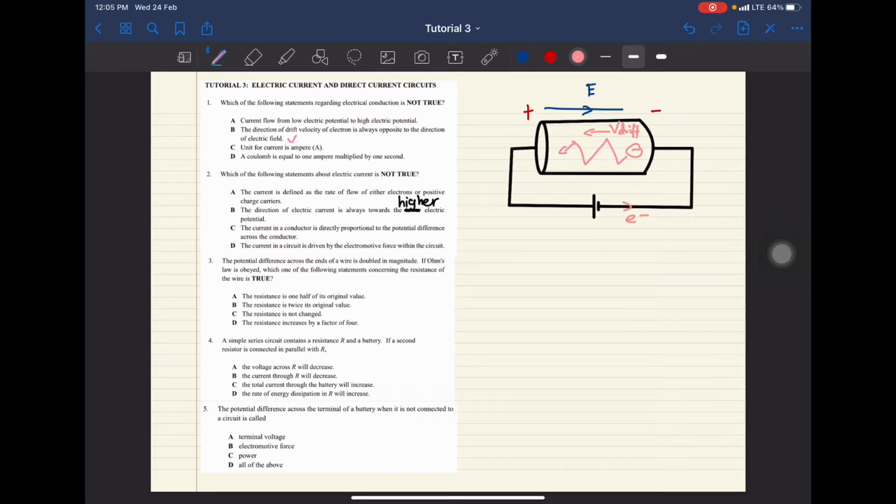The unit for current is ampere, correct as well. A coulomb is equal to 1 ampere multiplied by 1 second, that one is correct as well. So the answer would be A.